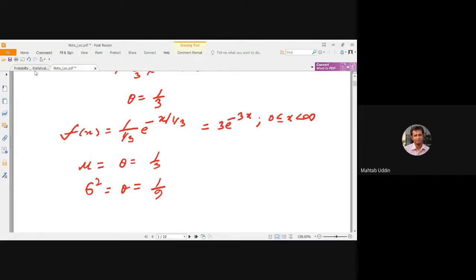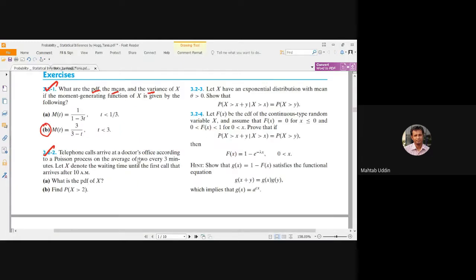Then come to 2. What is 2? It is said that telephone calls arrive at a doctor's office according to a Poisson process. That is, in a doctor's office, so many calls arrive, so it is called a Poisson process. On average, 2 every 3 minutes. Let x denote the waiting time until the first call. That is, the time is the variable. So theta is 1 by lambda, equal to 3 by 2 minutes.